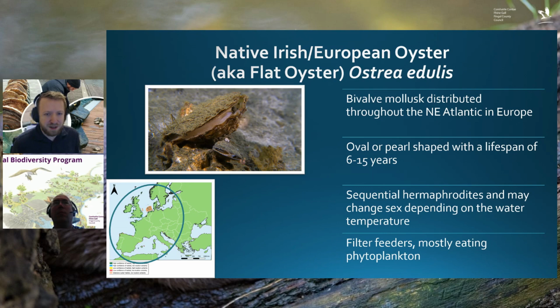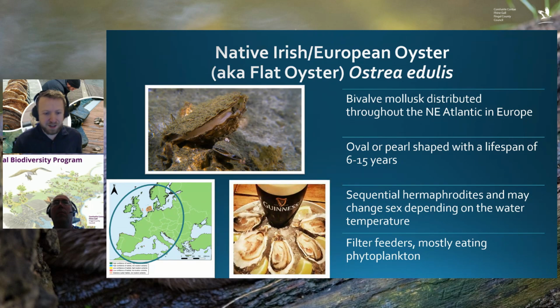These are a bivalve mollusk distributed throughout the Northeast Atlantic, oval or pearl-shaped, that live about 6 to 15 years, give or take, and are filter feeders. So that's one of the bigger ecosystem services that they can provide, filtering out a lot of those nutrients and other things that would cause the algal blooms that we see along our coastline. They're also very important and of interest to people because they are, of course, good to eat as well. You might know that Irish rock oysters are sought after a lot over the European continent. But mostly what we're growing here is Pacific oysters, and less so the native flat oysters that used to be very, very abundant.